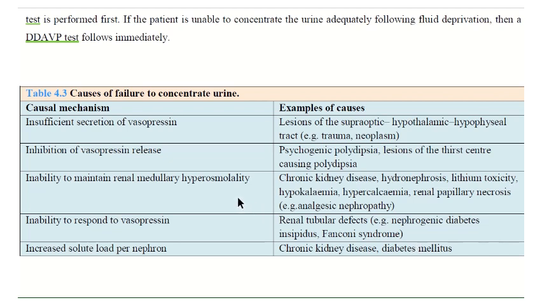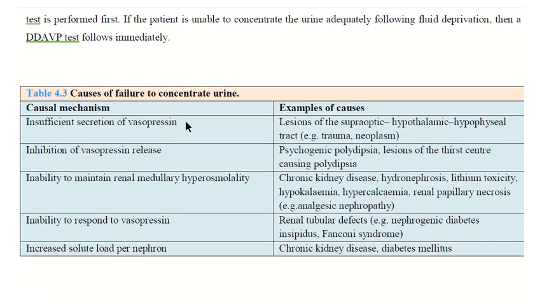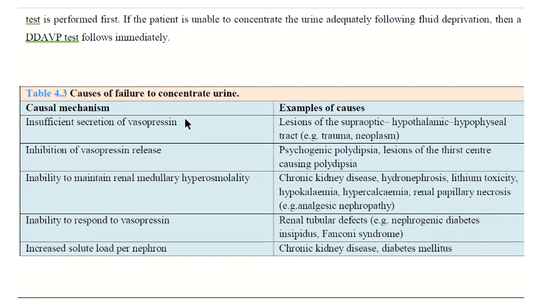إذن في هذا الجدول causes of failure to concentrate urine، وشفنا mechanisms causal mechanisms والexamples اللي عليها، examples of causes.